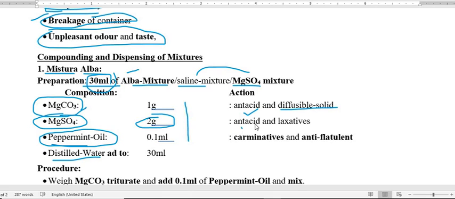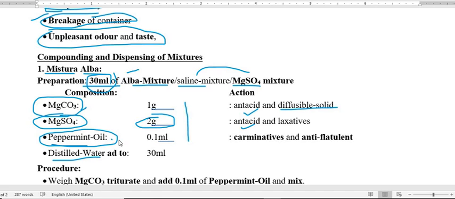Magnesium carbonate is a diffusible solid, and magnesium sulfate also has a laxative action. Laxatives are the agents which relieve mild constipation, and help to remove the bowel contents present in the GI tract. So this is very, very important.